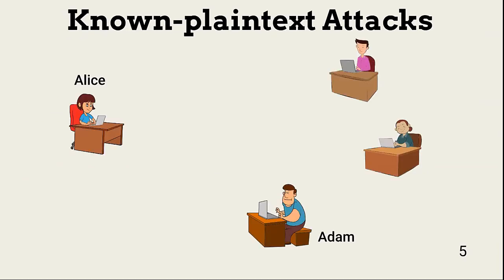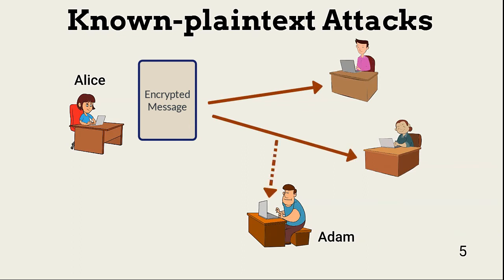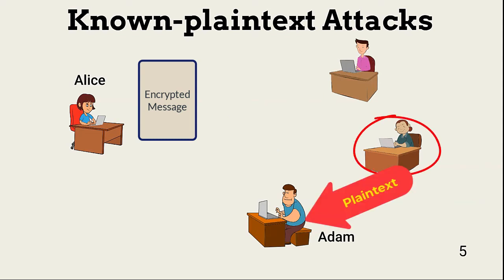In a known plaintext attack, the threat actor knows some or all of the plaintext within an encrypted message, which the threat actor also has. Once the plaintext and the ciphertext strings are known for the same text, it may be possible for the threat actor to determine the key. In this example, Adam intercepted an encrypted message that Alice sent to multiple recipients. Adam also has access to a compromised system on which he has access to the plaintext. If Adam knows the encryption algorithm used, he can now attempt to determine the key.